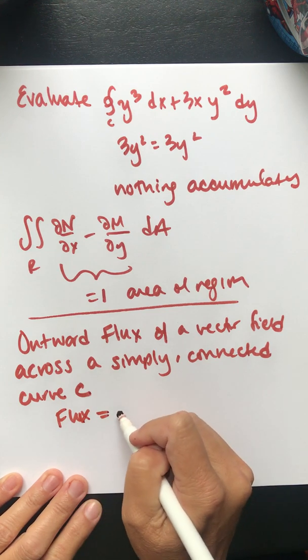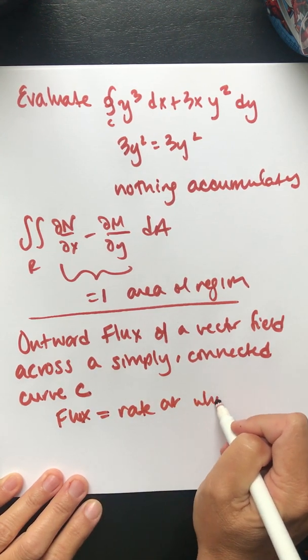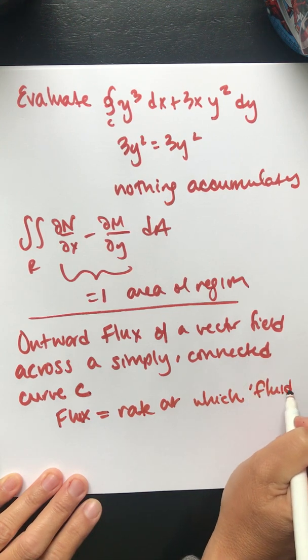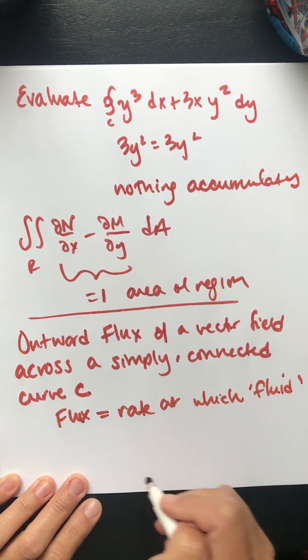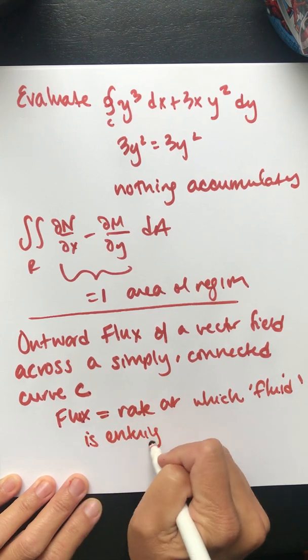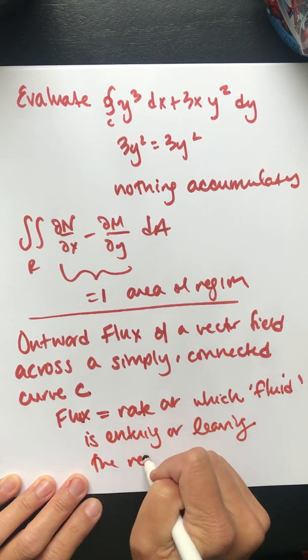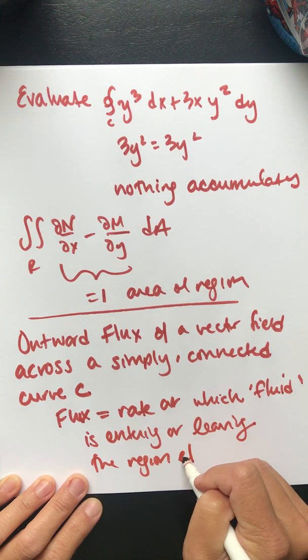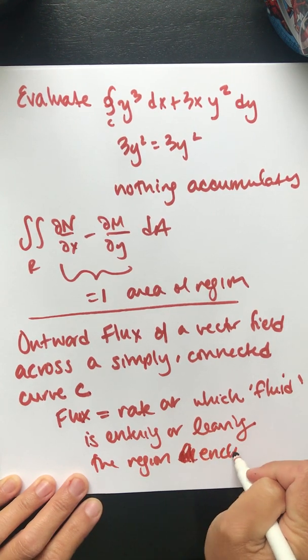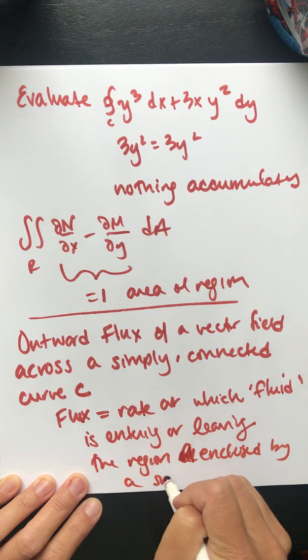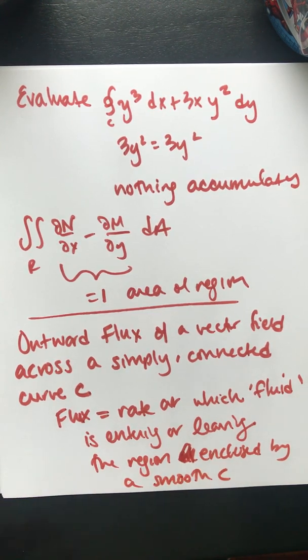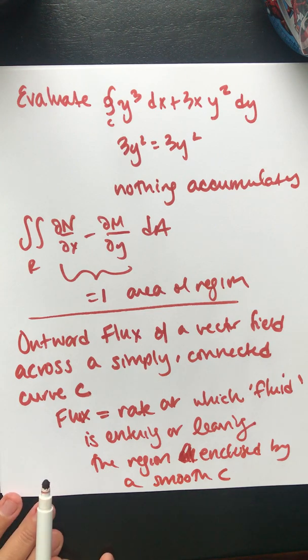So the flux is sort of the rate at which, and I'm going to say fluid because we can all picture water, fluid is entering or leaving a region bounded by R, which is enclosed by a smooth curve C. So when we flux a field across C, we want to find the component of the field that is being projected onto the normal vector.